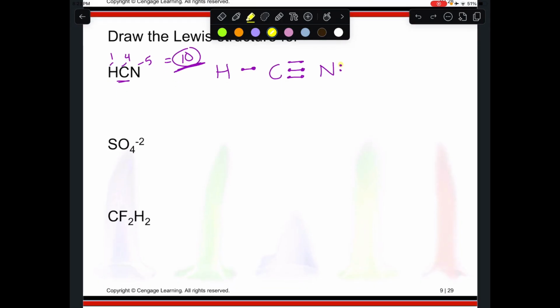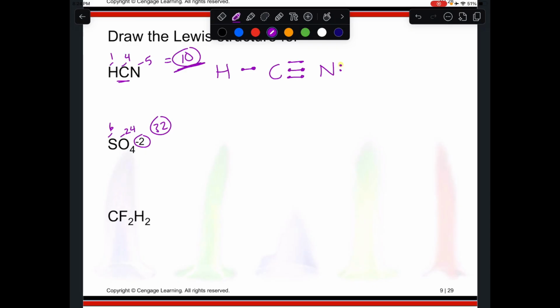Let's do SO4 minus 2. This is a total of 6. This is a total of 24. And so then 32. And then add 2 extra. We're at 34 here. Let me make sure that's right. 6 times 5. 30, 32. Yeah. Nope. I'm incorrect. Counting the electrons is the hardest part there.